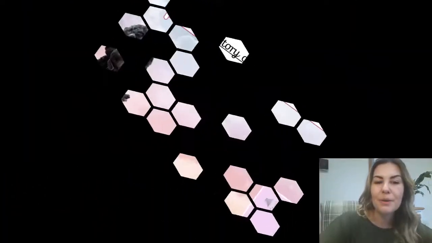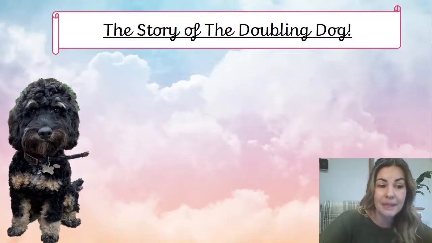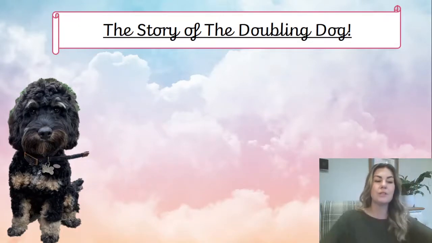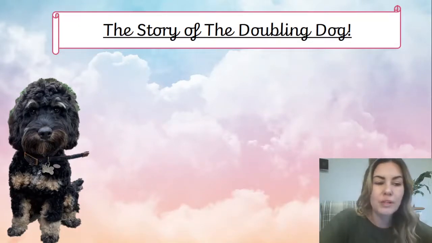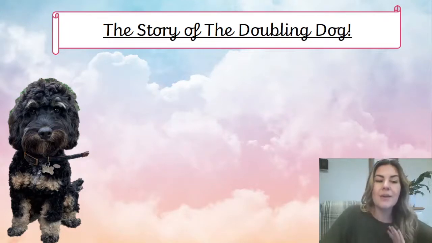Okay, right, moving on then. You're going to need your book and your pencil now because we're going to continue with the story of the doubling dog. So here is Mochi. Now, yesterday, Mochi had been given a magic mirror and anything that was put in front of that mirror doubled. He was so excited. He thought, I can't wait to go and show all of my friends.